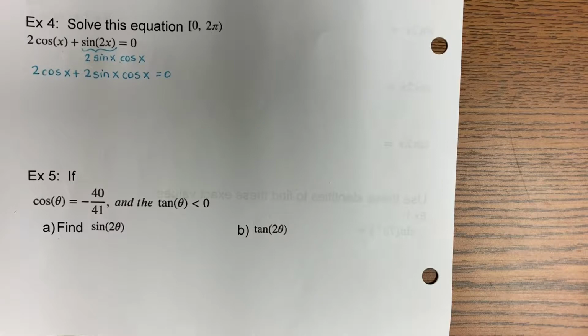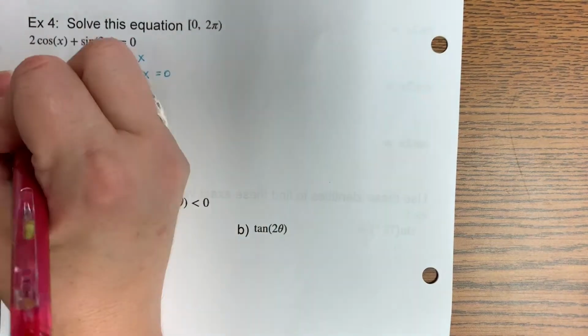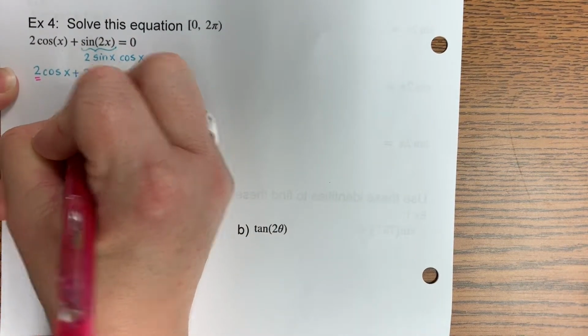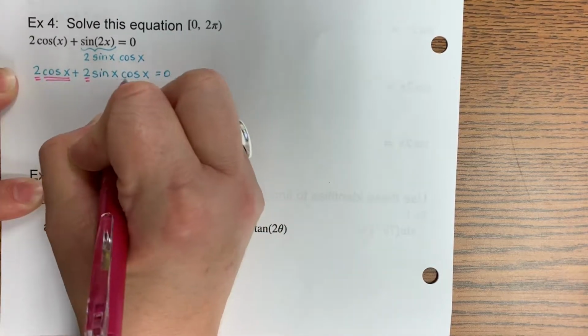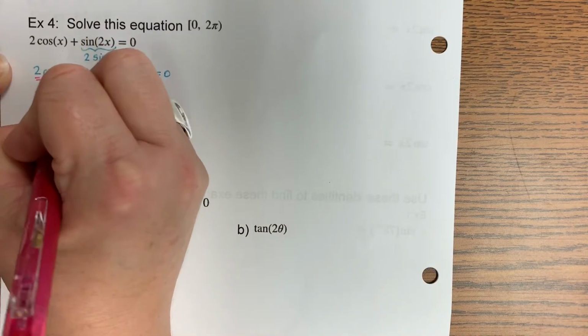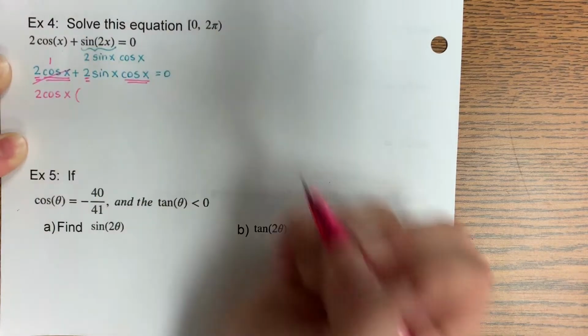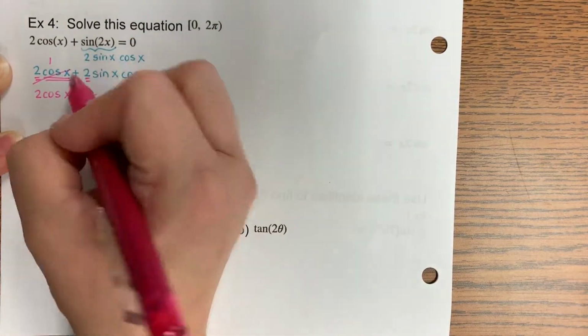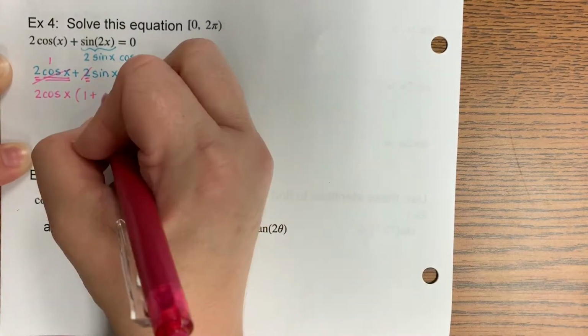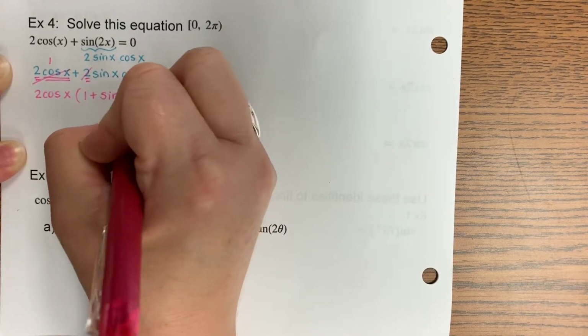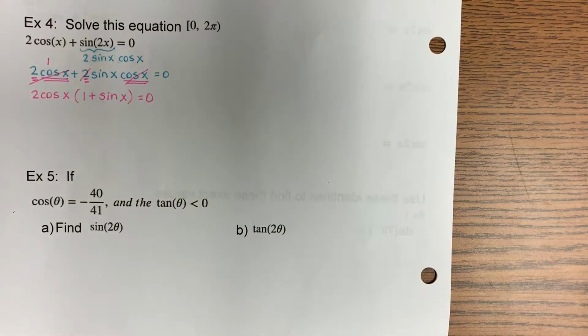So now when I look at this, I see that they both have a 2 cosine x in both terms, so I can factor that out. This one has a 2 here, this one has a 2 here, this one has a cosine x, and this one has a cosine x. So we're going to factor that out, 2 cosine x, and write down what's left over. Here I factored out basically everything, so that's going to leave me with a 1 there. Here I factored out the 2 and I factored out the cosine x, but I'm still left with sine x. So that gives me 2 different pieces that I can set equal to 0 and solve for x.